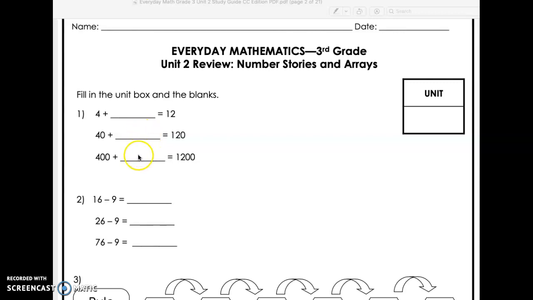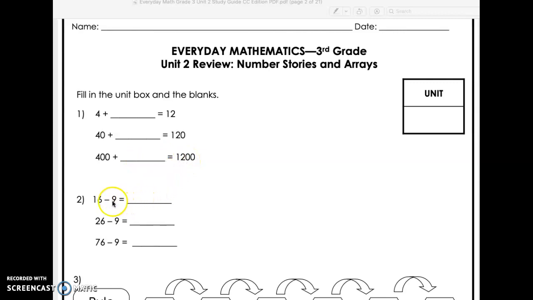And here we added 2 zeros. 400 plus what equals 1200. It's the same basic number, but this one you added a 0, this one we add 2 zeros. So this one should be 800. So 400 plus 800 equals 1200.